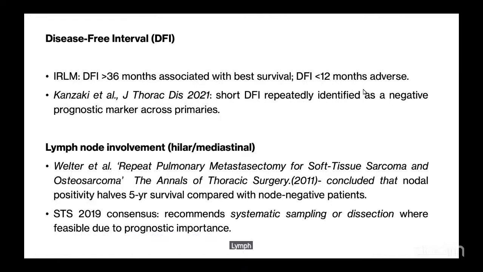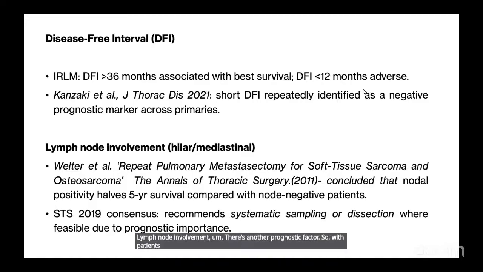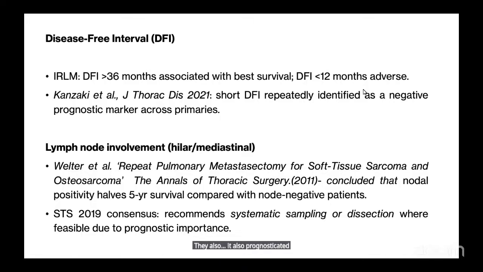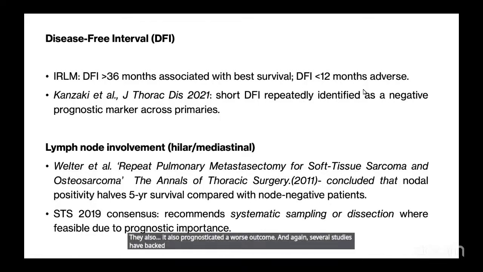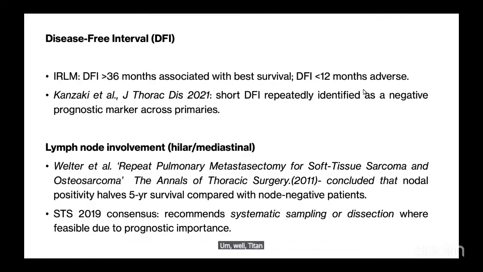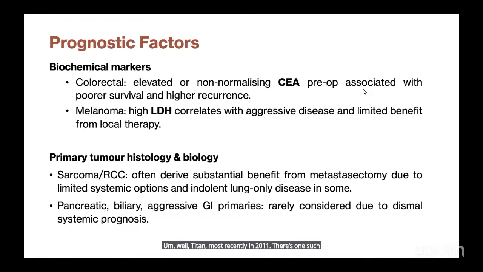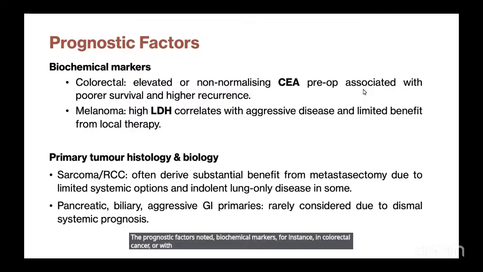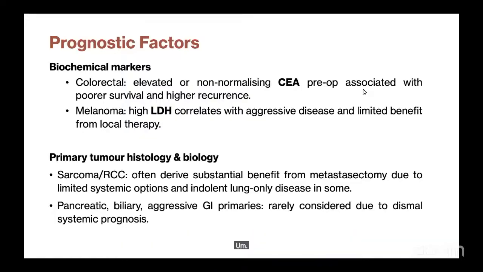Lymph node involvement is another prognostic factor. Patients who've been noted to have mediastinal lymph node involvement also have a worse outcome, and several studies have backed that up. Welter et al., most recently in 2011, was one such study. Other prognostic factors noted are biochemical markers, for instance in colorectal cancer, where patients who've been observed to have elevated or non-normalizing CEAs preoperatively were associated with much poorer survival and higher recurrence, leading back to that disease-free interval I just spoke about.